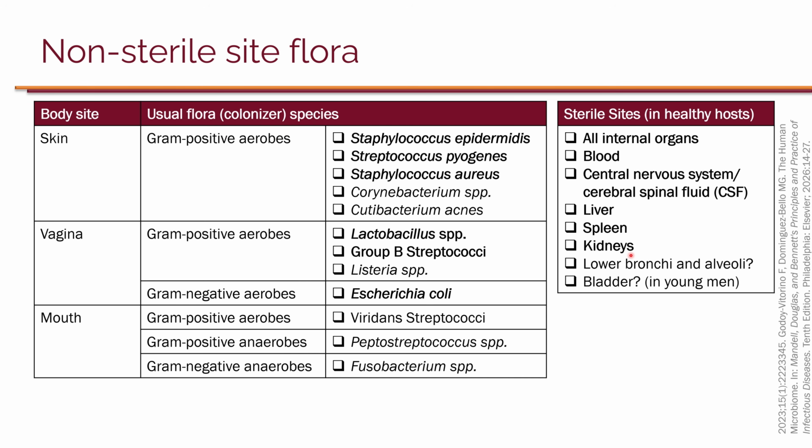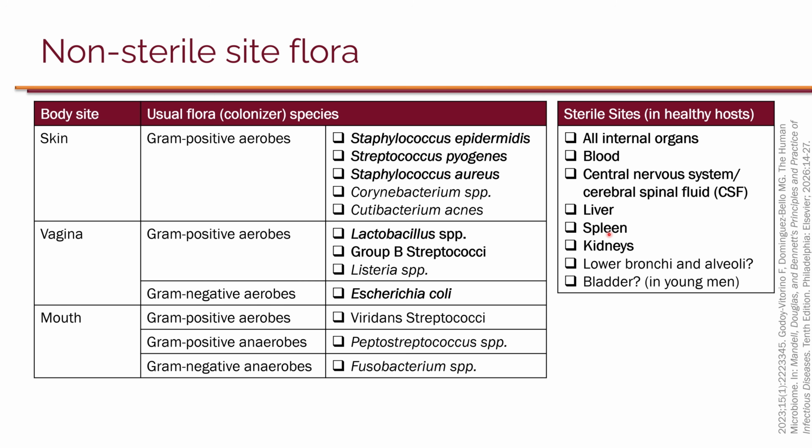Now, when it comes to infectious diseases, it is helpful to know which sites in the body are sterile. So essentially, in general, it's considered that all internal organs are sterile. So organisms are not supposed to be there. For example, blood is considered sterile. So if you have a healthy person, if you take their blood sample and culture it, nothing should grow. The same is true with the central nervous system, cerebrospinal fluid or CSF, liver and spleen.